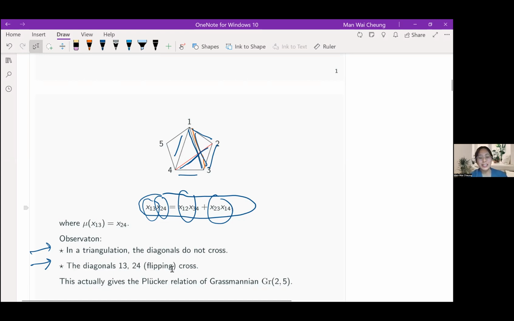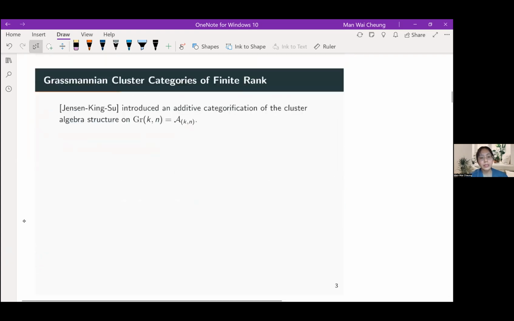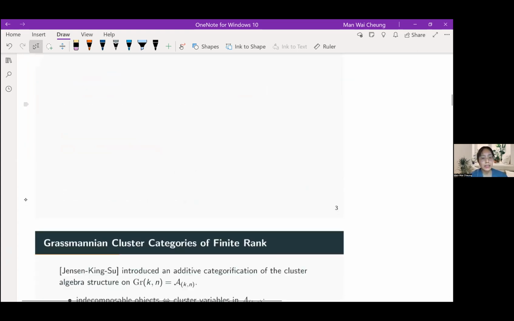Because we only have 10 minutes, this is giving us the exchange relation for Grassmannian 2n. In general we can consider the n+3-gon, and that gives the Grassmannian cluster structure for Gr(2,n), which is of type A_n. Then Jensen-King-Su introduced an additive categorification for cluster structure. Their construction is actually more general, for Grassmannian k,n.